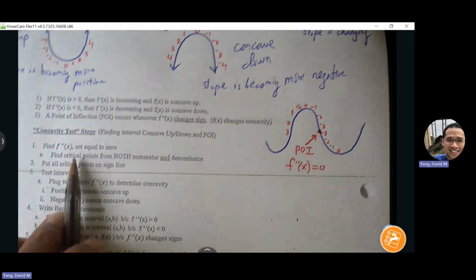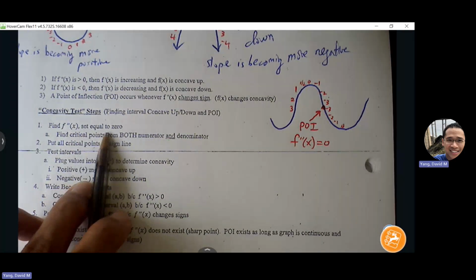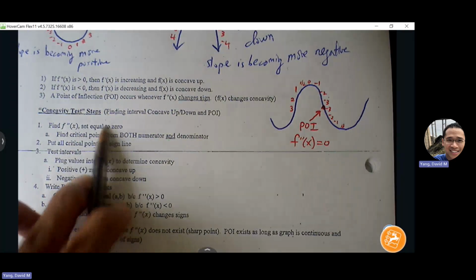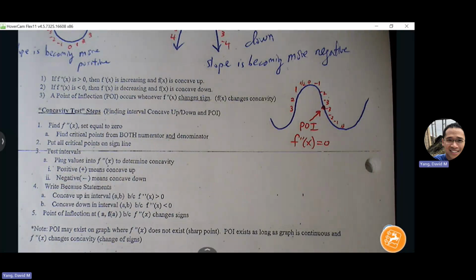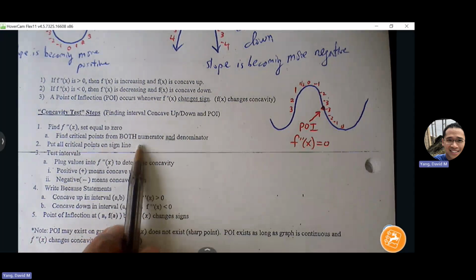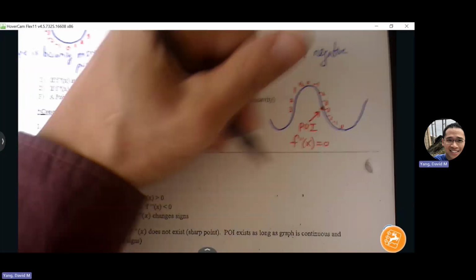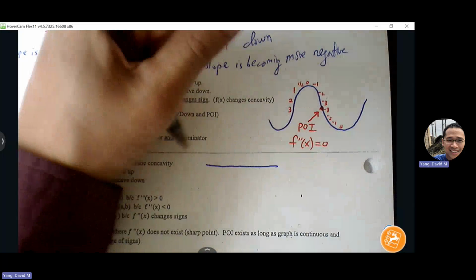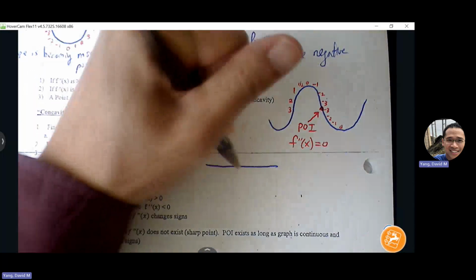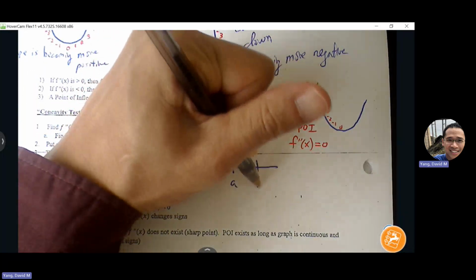Okay, so the first thing we do is we're going to set f double prime equal to 0, very much the same steps as f prime, we're just doing it one derivative lower. And then we're going to find these critical points from both numerator and denominator. We're going to place those critical points onto our second derivative sign line. So let's say I found A and B.